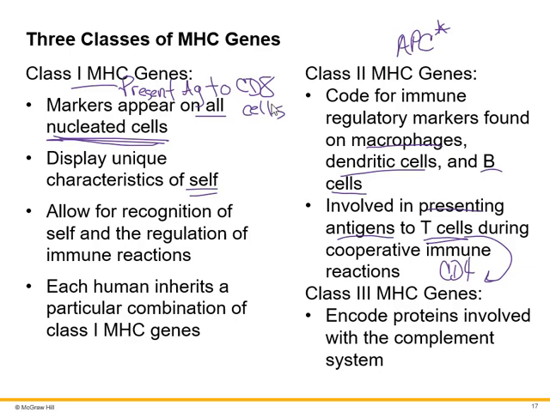These are all located on chromosome 6 in humans, and they encode 4 proteins that are involved with the complement. So when we make complement proteins in the liver, and they're secreted and go into the bloodstream, the MHC class 3 genes are what code for complement.